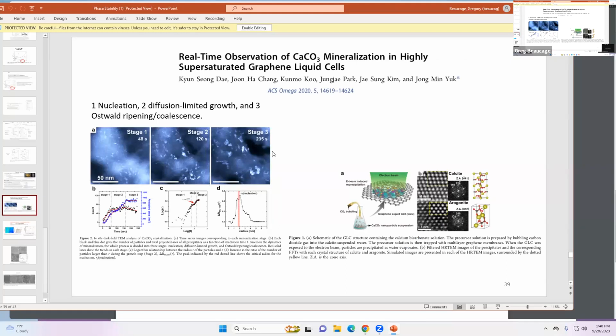This is just something that shows, it's a paper, the paper is on the web page, but it shows Oswald ripening. You can see the different stages, and there's nucleation of the unstable phase and then growth of the stable phase by consuming the unstable phase. That's what this whole paper is about. It's about Oswald ripening. So you can see the small go to big. And they do analysis of what the crystal structures are.